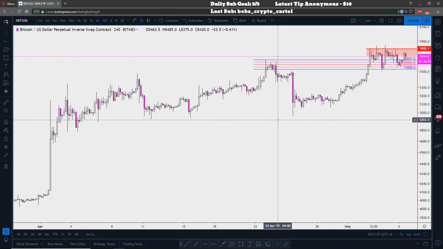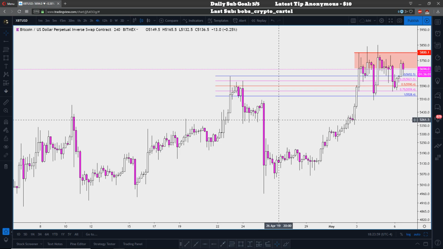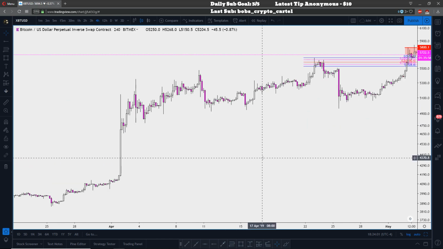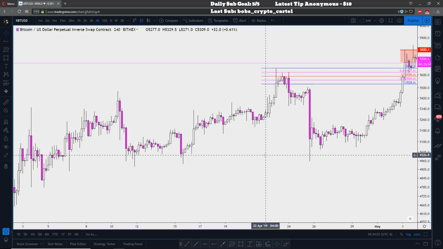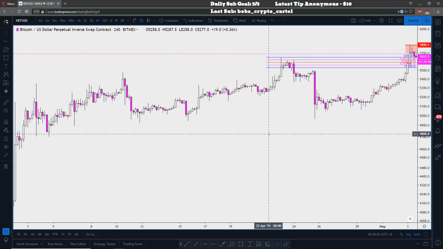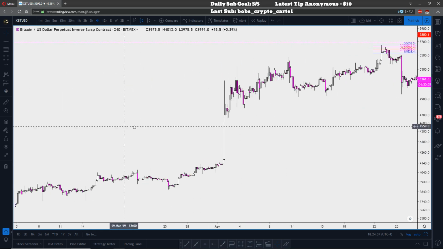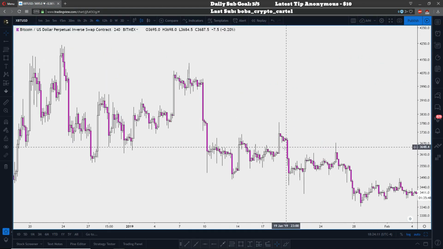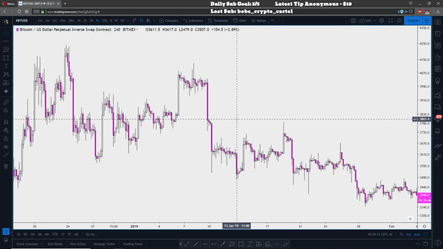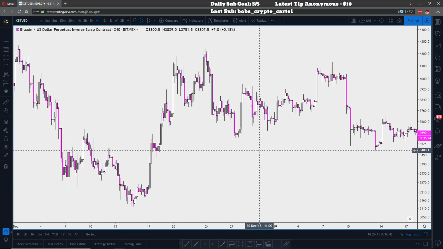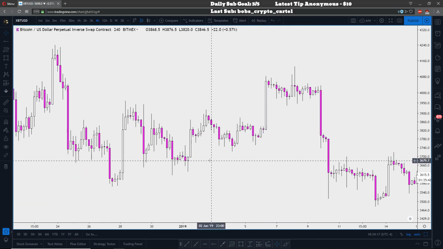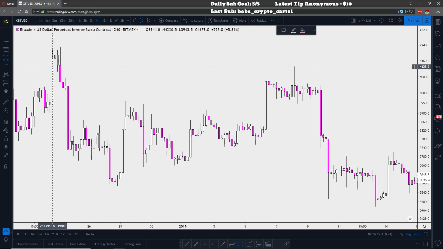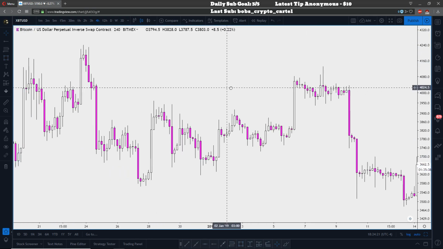Same is said for the pivot lows. They can be longed and shorted. I don't think I can find an example here on the higher time frames because we're so bullish. Let me see if I go down to like the bear market, we'll be able to see it. Yeah, so here's an example here. So what do we see here? We see, let me zoom in a little bit.